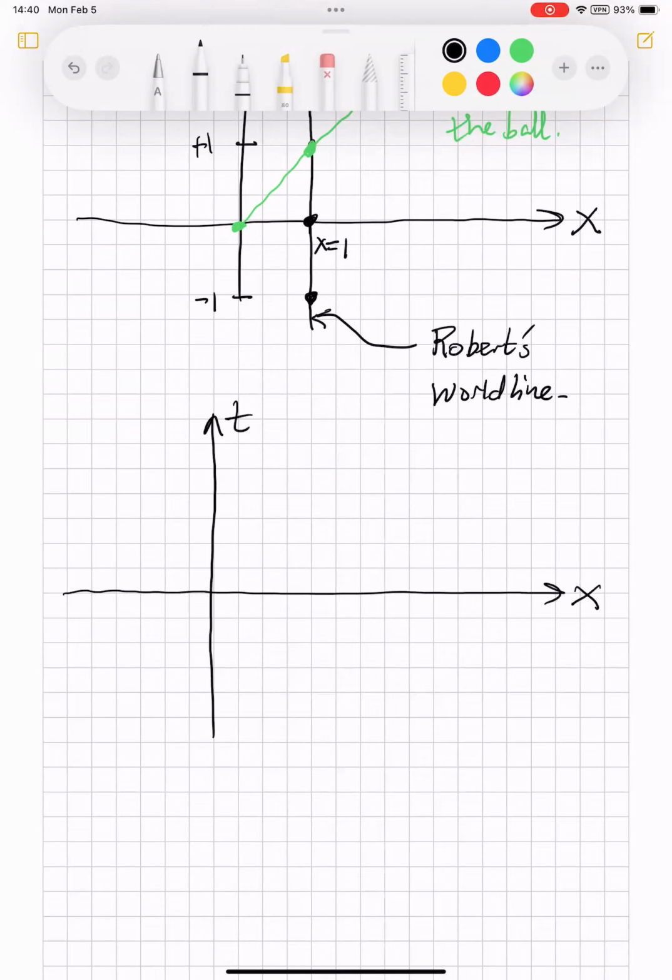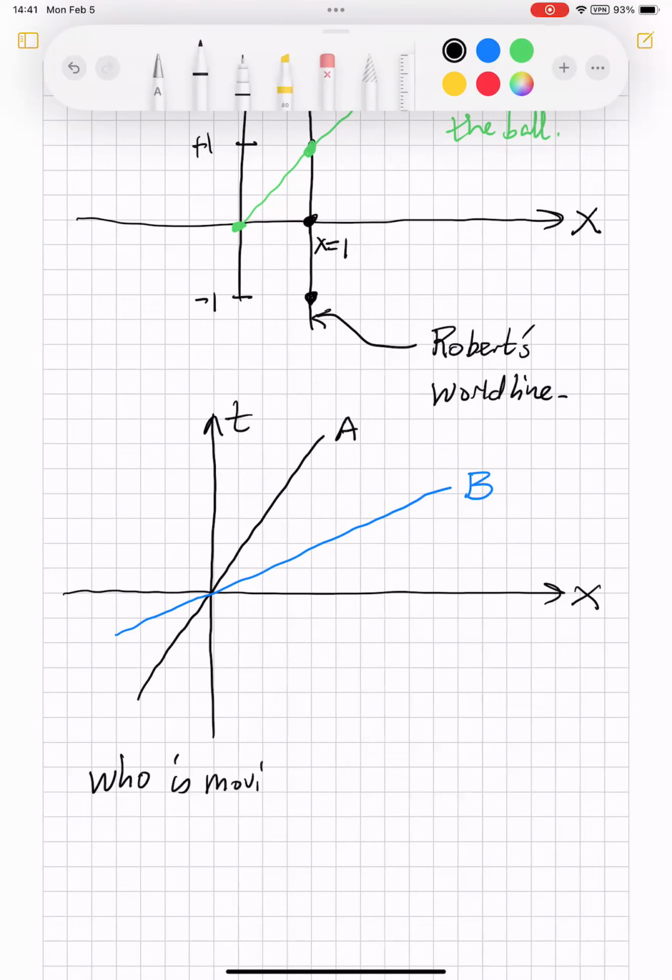And now let's imagine the following. We have an object moving through space-time. This is the world line of object A. We have a second object moving through space-time. This is the world line of object B. So we've got the world line of object A and the world line of object B. And the question that I want to ask you is, who is moving faster, A or B?